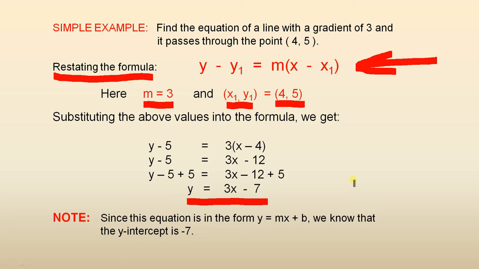Note, since this equation is in the form y equals mx plus b, so it is in that special form, we know that the y-intercept is minus 7, because here we have 3x plus minus 7. A plus and a minus is just a minus, but that's really plus minus 7. So the y-intercept is minus 7.